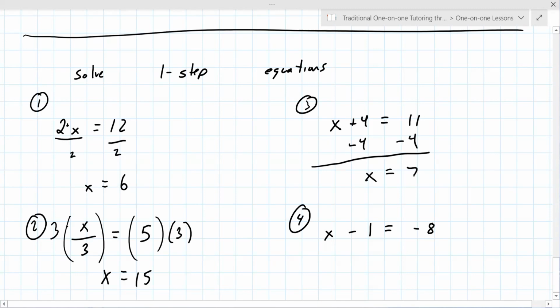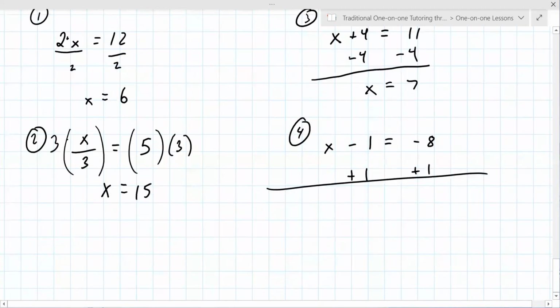Last one here. X minus 1 equals -8. So what you need to do is add 1 to both sides, but it's not 8, it's -8. Yeah, and that is -7. It is -7. Perfect.